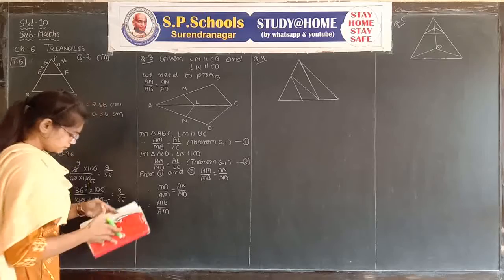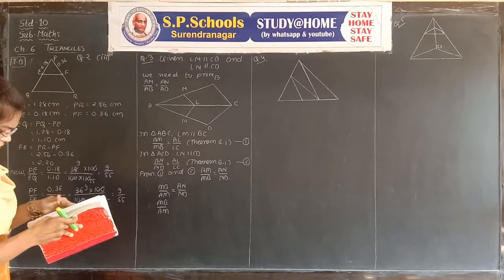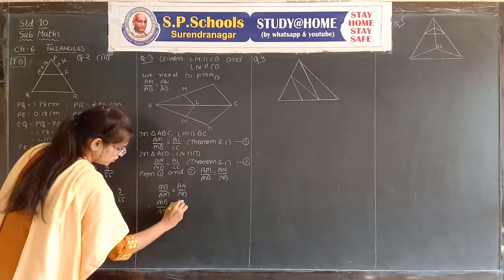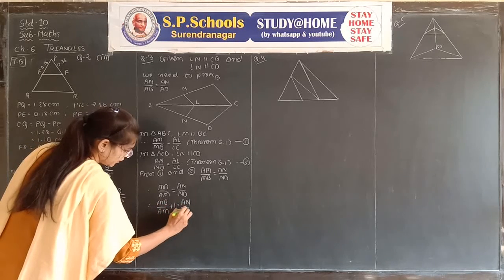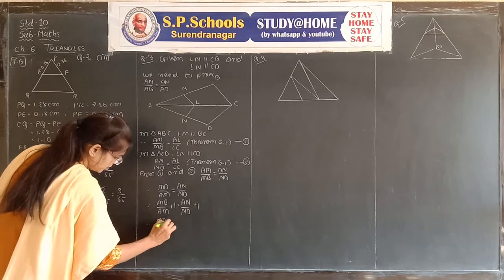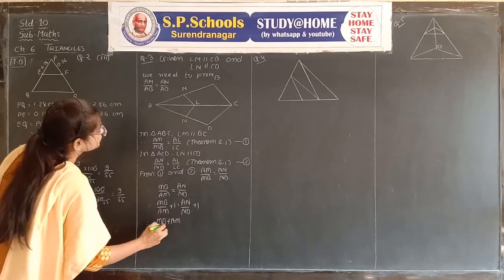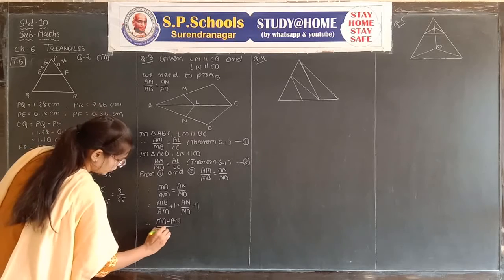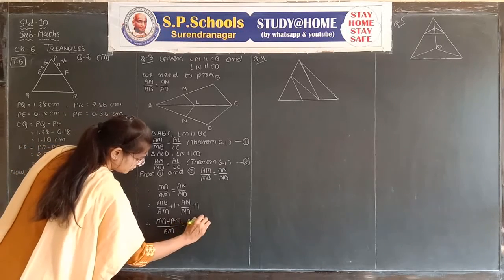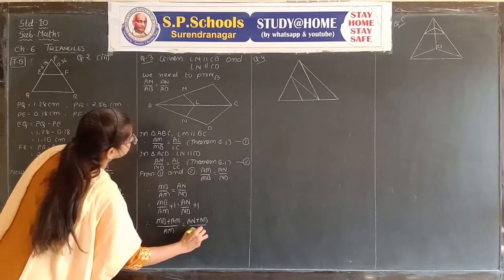As per our example number 1, the same procedure is repeated. MB upon AM plus 1 is equal to ND upon AN plus 1. Taking LCM, MB plus AM upon AM is equal to AN plus ND upon ND.